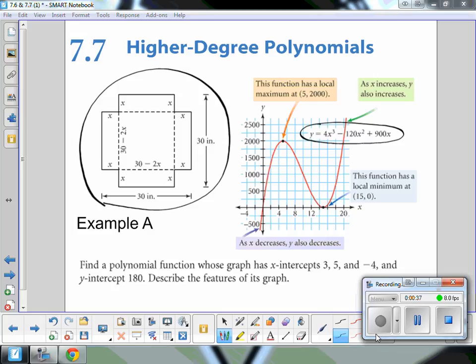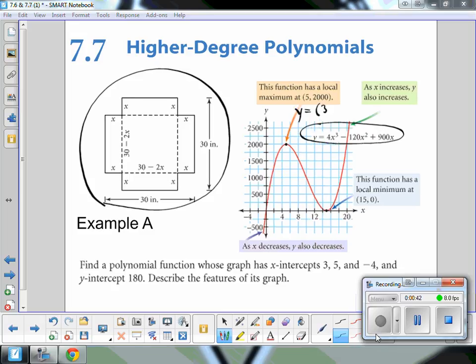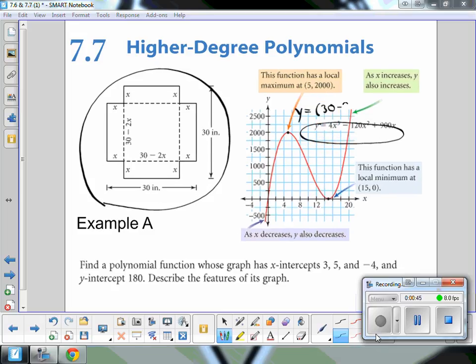I think yesterday we looked at it in factored form. It was 30 minus 2x squared times x. If you expand it, you end up with 4x cubed minus 120x squared plus 900x. So if you wanted to FOIL that out and then distribute the x, you should get that equation. So that's one of the things that you're going to be doing in 7.6 and 7.7: taking polynomials in factored form and FOILing them and writing them out in general form.